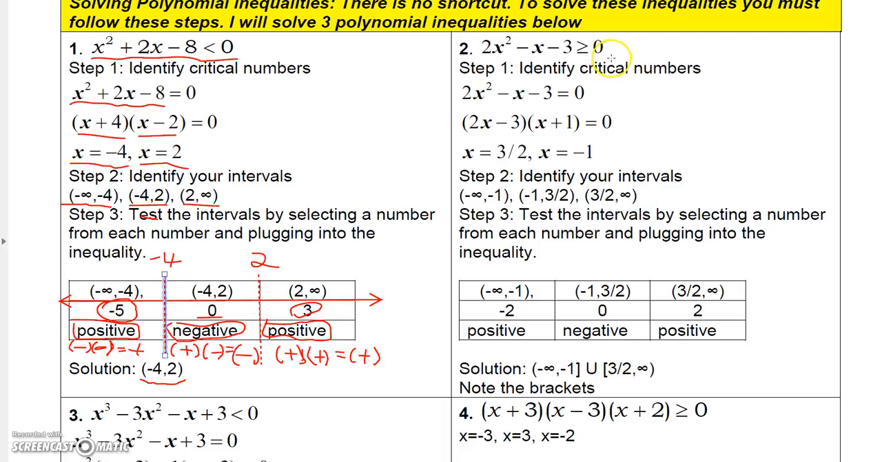Okay, now that you understand the general concept, let me go ahead and speed this up a little bit. Here I want to know when is 2x squared minus x minus 3 greater than or equal to 0. So I want to find the critical numbers. I'm going to set that equal to 0, then factor it. So it factors into 2x minus 3 and x plus 1.